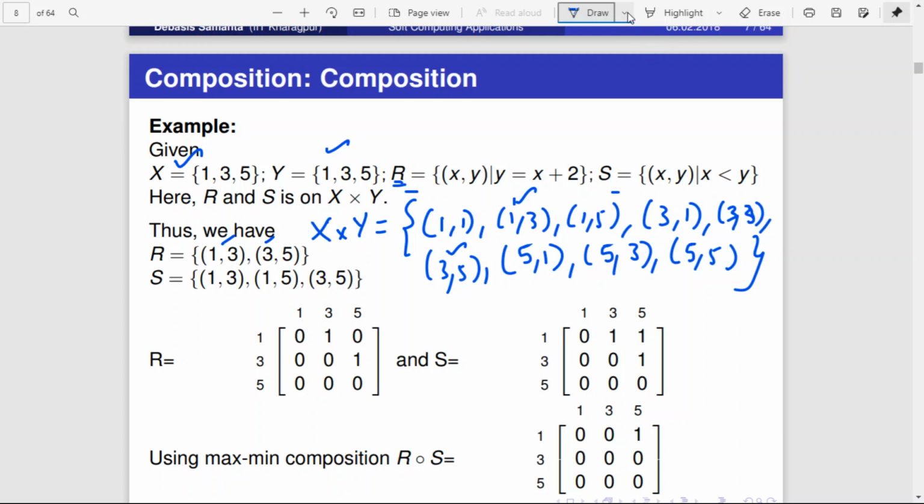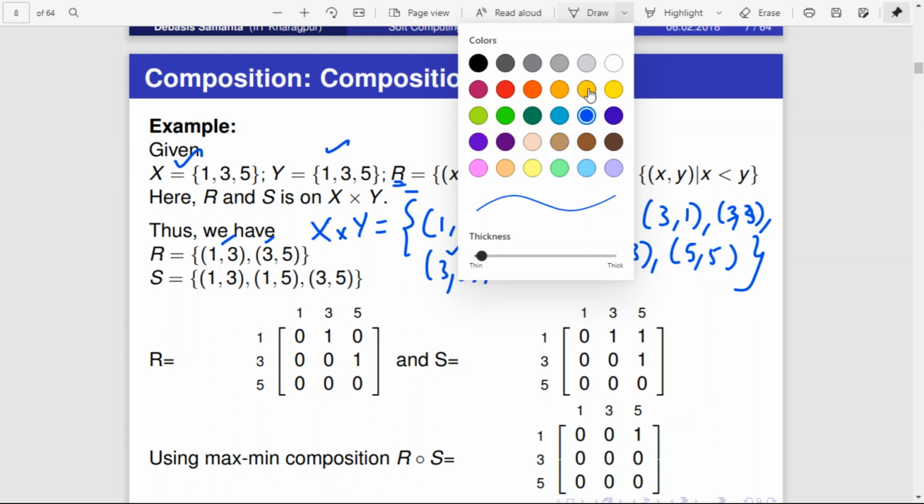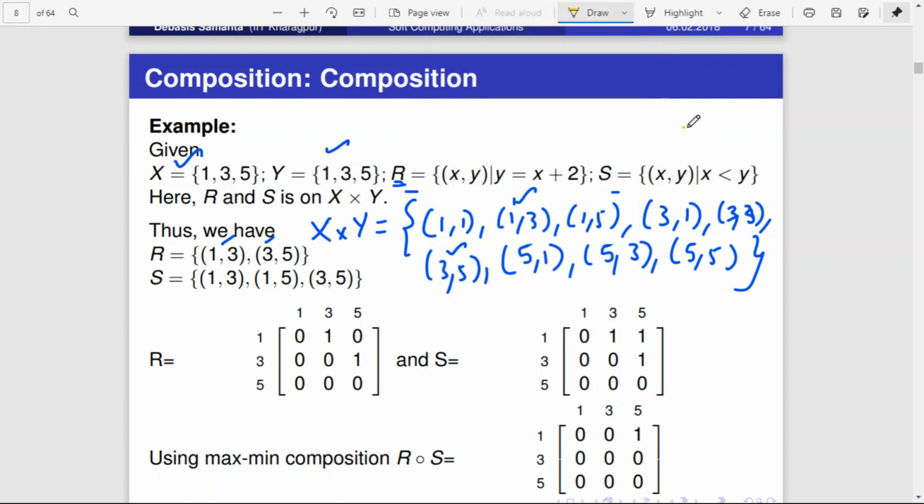Okay. Similarly we have to find S also. The relation S, how is it defined? It is any combination of x comma y, but only where x is less than y. That's all. So 1 comma 1, is 1 less than 1? No. 1 comma 3, is 1 less than 3? Yes, so we will pick this up for S.